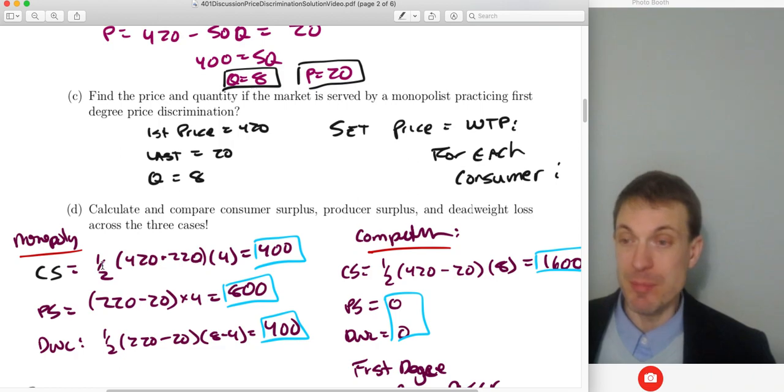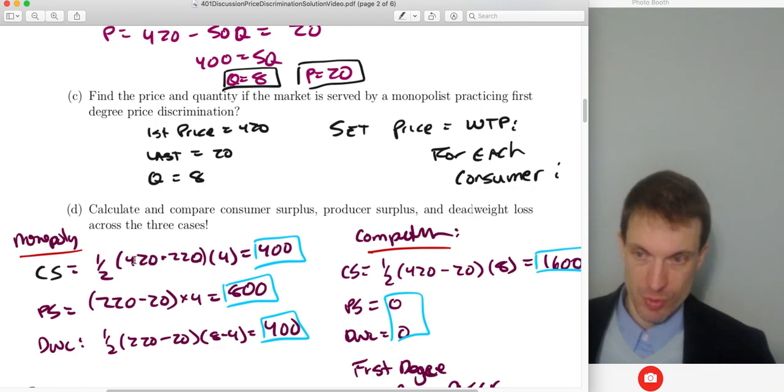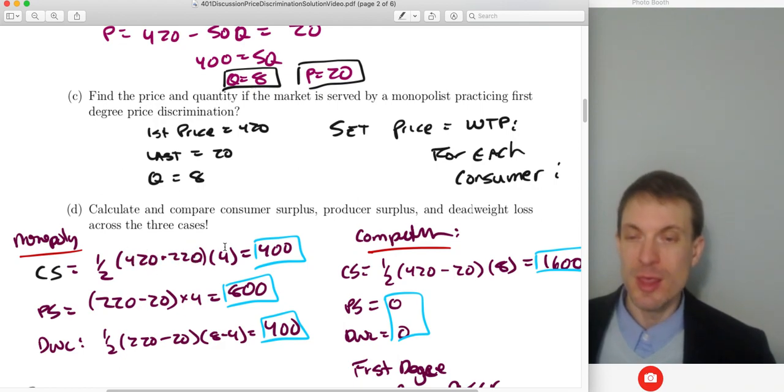So for the monopoly, it's going to be the triangle above the monopoly price under the demand curve. So the vertical intercept was 420, the monopoly price was 220, and there's 4 units sold. So it's going to be 420 minus 220 times 4. That's a square, or a rectangle. Multiply it by 1/2 gets us the triangle, 400.